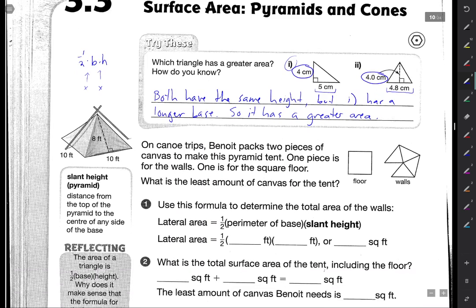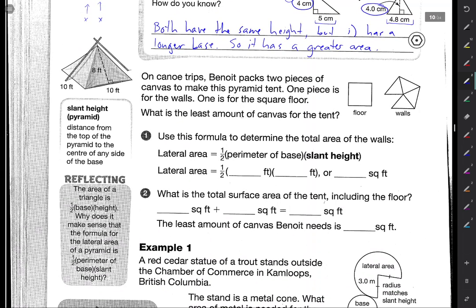Now let's look at some pyramids and cones. So on canoe trips, Benoit packs 2 pieces of canvas to make this pyramid tent. One piece is for the walls, one is for the square floor. What is the least amount of canvas for the tent?